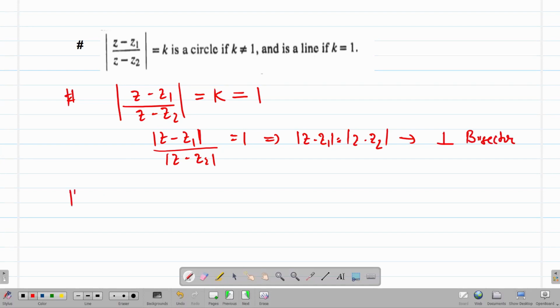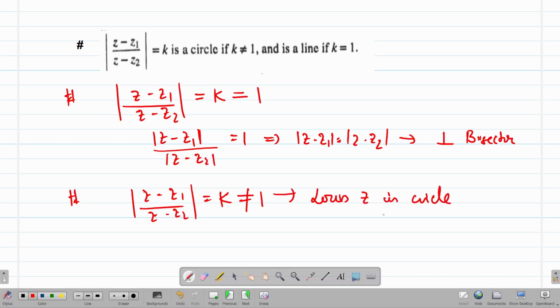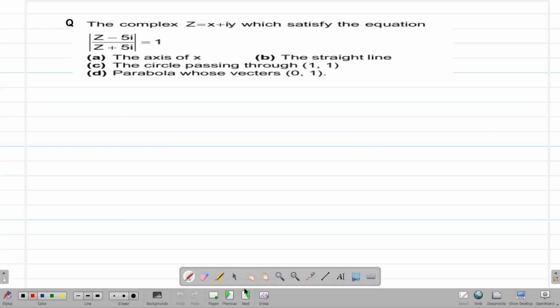But if mod of z minus z1 upon z minus z2 is equal to k, and that k is not equal to 1, that may be 2 or 1 by 2, and when we resolve this, we get that the locus of z is here a circle.